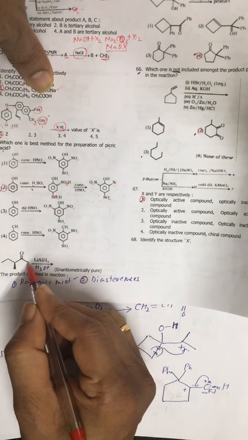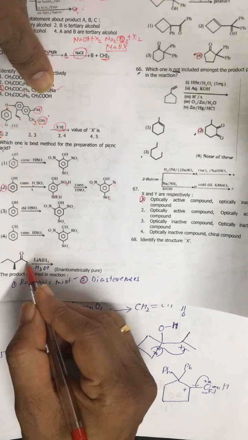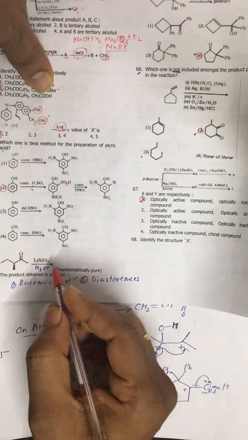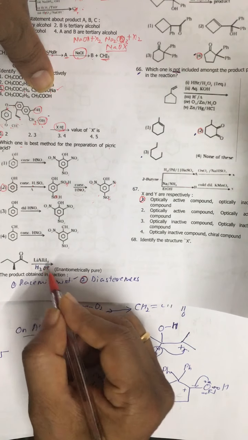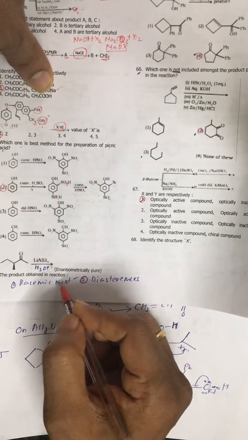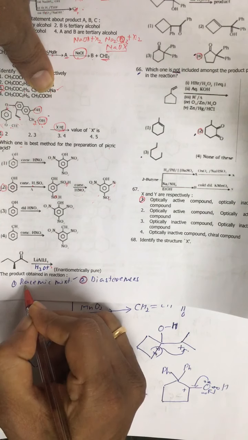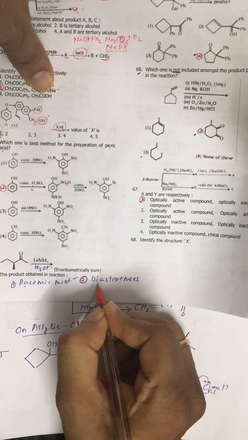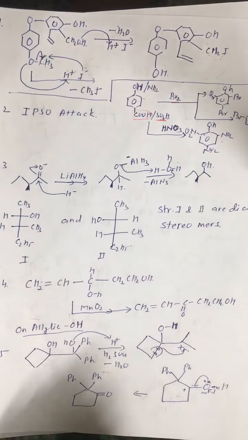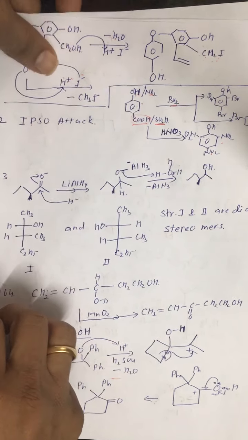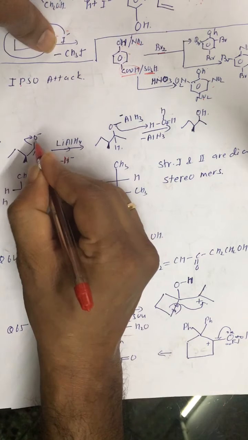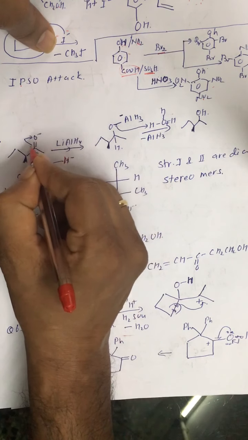We are given a compound, 3-methyl pentan-2-one. It is treated with LiAlH4. See, again I told you, if LiAlH4 is given, there must be H2O. All right. So the options are whether we get a racemic mixture, diastereomers, meso compound, etc. So look at LiAlH4, what it will do. LiAlH4 will produce H negative. All right. It is an H negative provider. So H negative and the carbonyl group show nucleophilic addition.